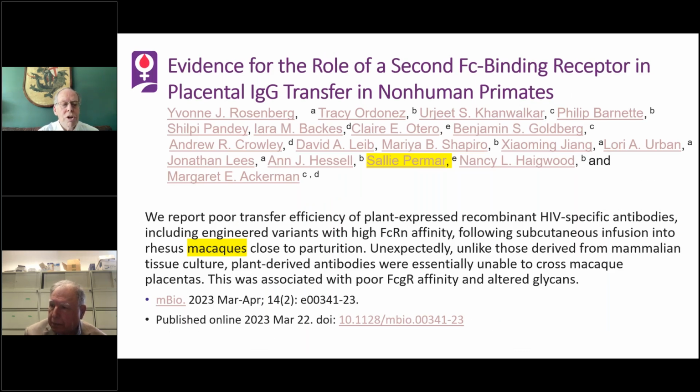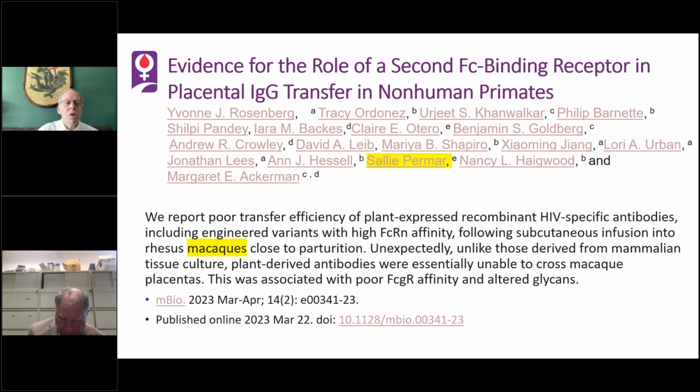Now, just to finish, there's a study that purports to show that there's the role of a second Fc binding receptor in non-human primates, and this is in macaques. And this study was not done to show that. This study looked at an HIV monoclonal antibody, these recombinant antibodies, and wanted to compare those derived from mammalian tissue culture to those that were plant-derived in order to make it easier to make these antibodies.